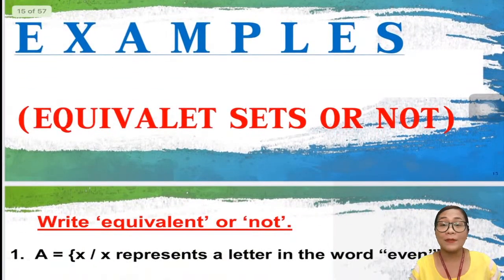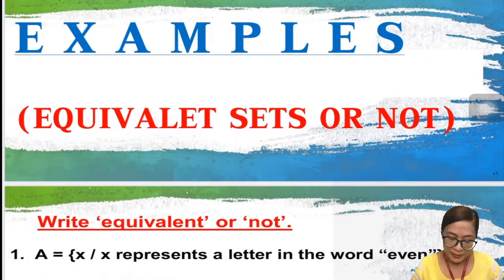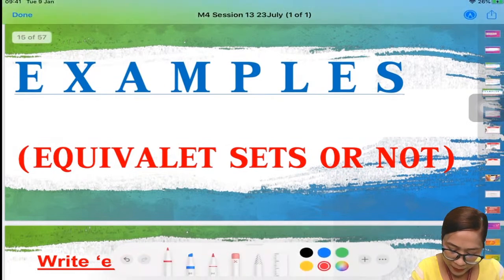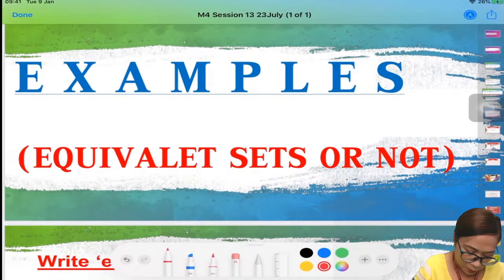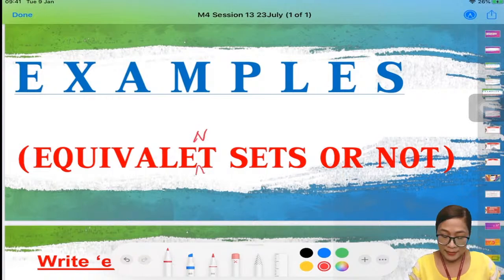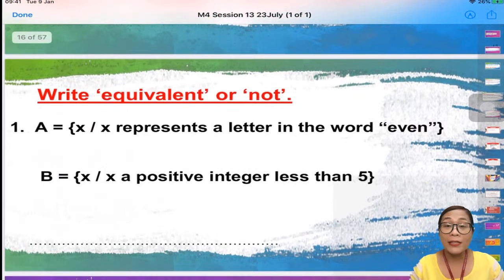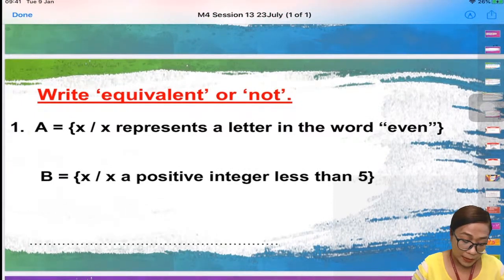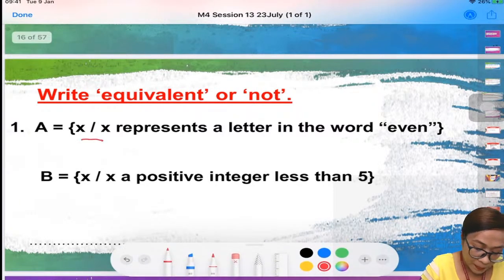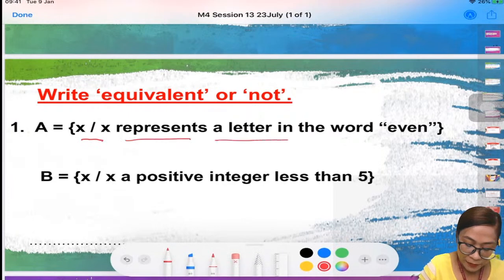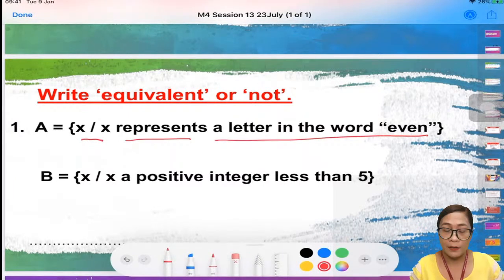Okay, examples of equivalent sets. Let me check the spelling. It should be equivalent, yeah? Equivalent sets or not. Okay, write equivalent set or not. Number 1, A is the set of all x, and here x represents a letter in the word even.